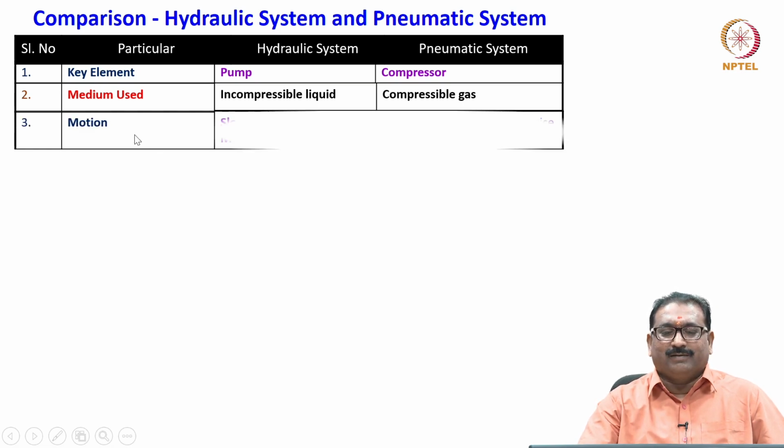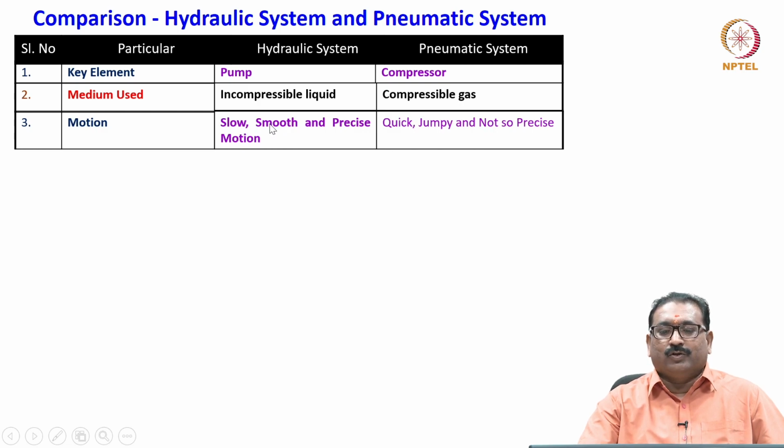Slow, smooth and precise motion is possible in hydraulics because the oil is incompressible in nature. But in the pneumatic system, air is compressible in nature. That's why we are getting quick, jumpy and not so precise movements. But quick movements are possible in pneumatics.